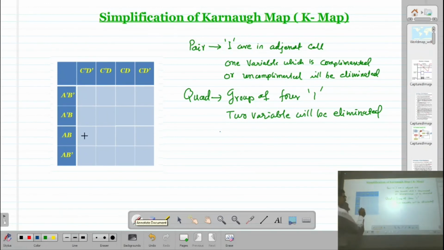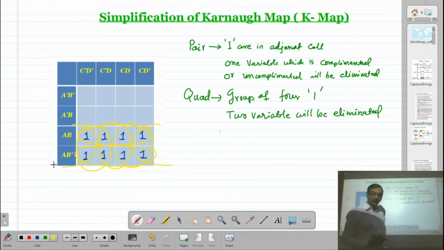Now, I will take this example. 1 is here, 1 is here. Correct? This is my Karnaugh map, where the 8 high levels are there. So here you can have a number of quads. Remember, one quad is this, second quad is this, third quad is this, fourth quad is this, fifth one is this, sixth will be there. So there are a number of quads, but they are overlapping. Okay?